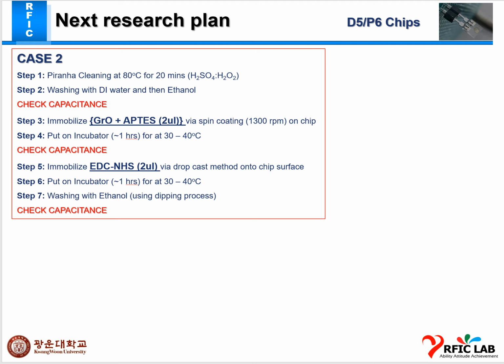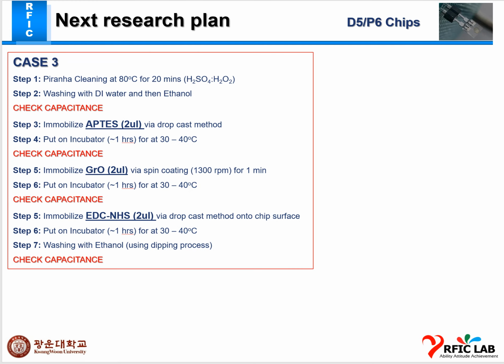After that we put it at room temperature, and then we put EDC NHS. Up until now we are at this situation. We use 6 chips for D5 and 6 chips for P6 in this case. Simultaneously we are also working on case 3, where we use the same number of chips, 6 D5 and 6 P6.